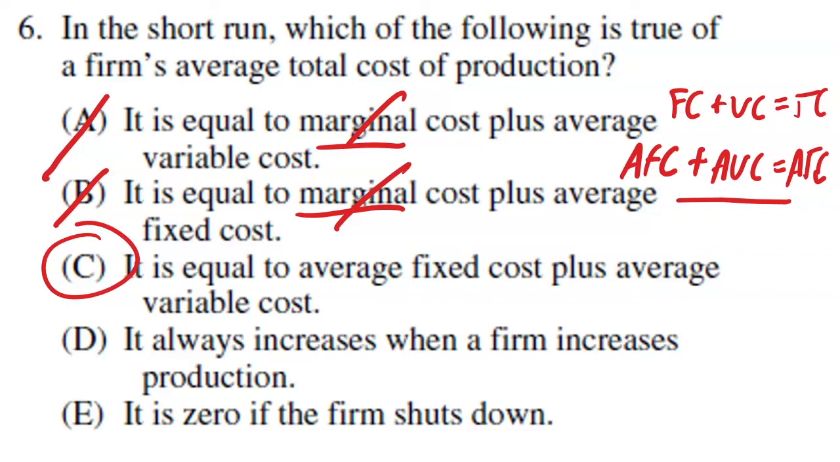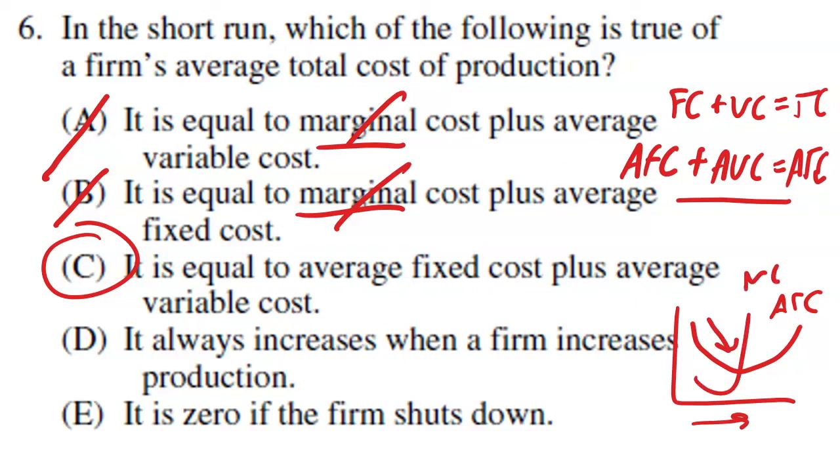D, it always increases when the firm increases production. We know that's not true, because our average total cost is U-shaped. And so for increasing production, we still have to deal with this downward sloping ATC when the marginal cost is below our ATC here. So D is not correct. And E, it goes to zero when the firm shuts down. We're going to get to it in a couple videos, but you just should know it's not zero. E is incorrect. C is the correct answer, and that should be all of it.